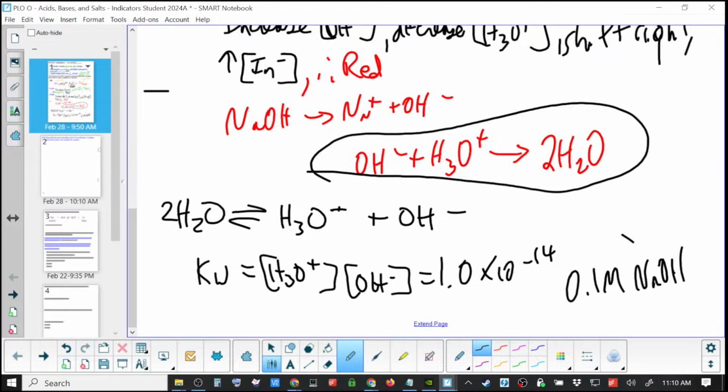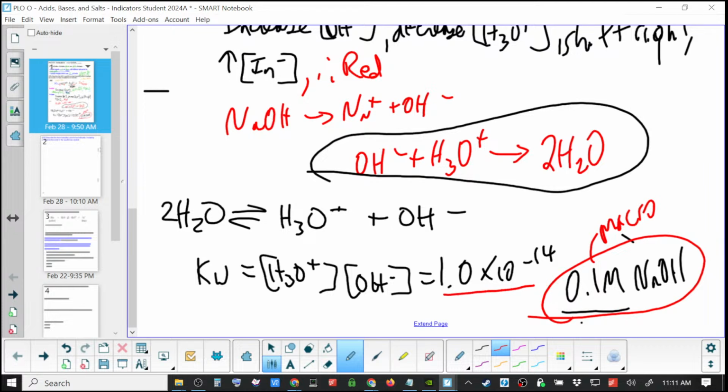So don't confuse macro changes. This is a macro change. You are adding an actual base that will dissolve into water. This is dealing with micro changes in pH. If you drop this in solution, then that determines your acid concentration. This will affect it. Your pOH will be something else.